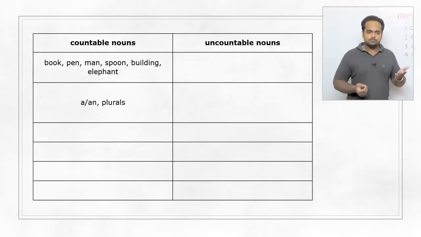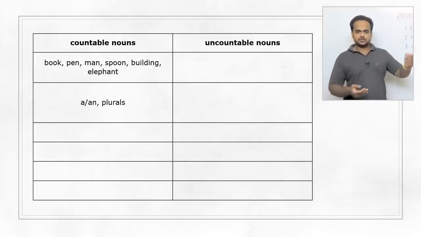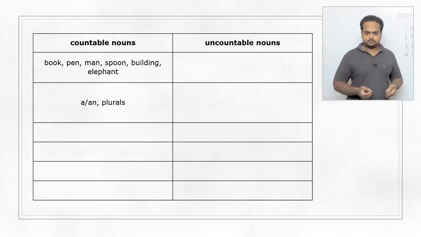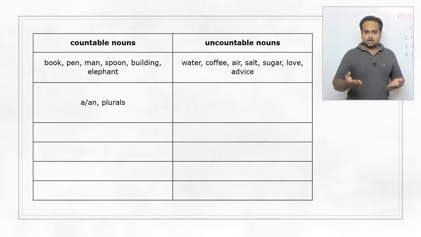We can say 2 books, 5 pens, 3 buildings, etc. If there's only one, we can use a or an. I have a book. There's an elephant standing over there, etc. But uncountable nouns are nouns like water, coffee, air, salt, sugar, love, advice, and so on. And just by seeing them, you should be able to say there's no way to count them, because water and coffee are liquids. Air is a gas.